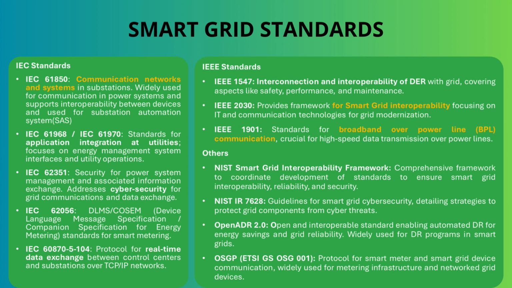IEEE 2030 provides a higher-level interoperability framework, looking at the integration of power systems with IT and communications. And IEEE 1901 deals with broadband over power line, BPL, communication, using the power lines themselves to carry data.